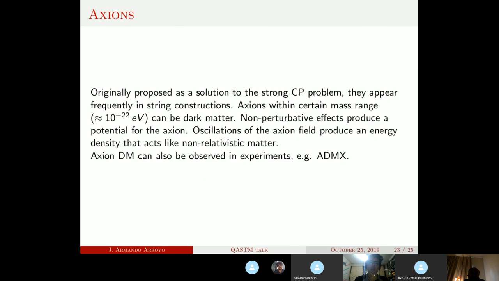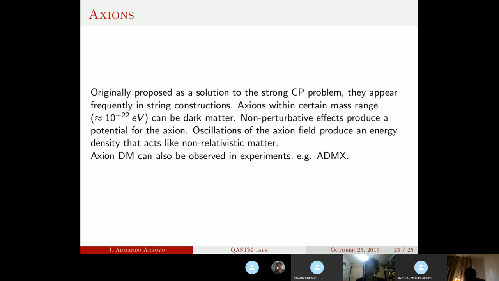Another one that is also very popular, and that I find very interesting, is axions. Axions also have the appeal that they appear in extensions of the standard model, in particular in string theory. In string theory, there is a plethora of axions over a wide range of mass scales.